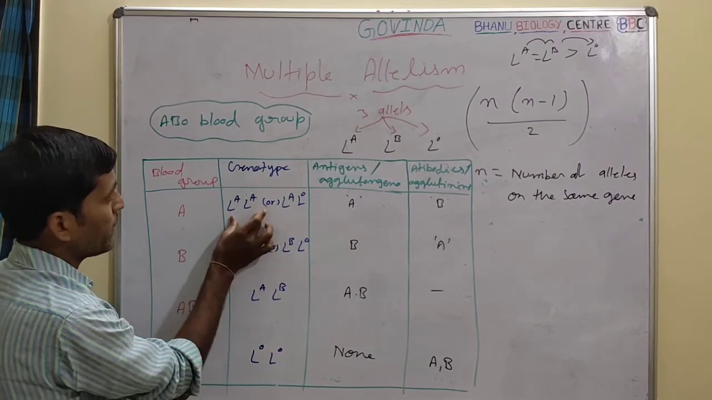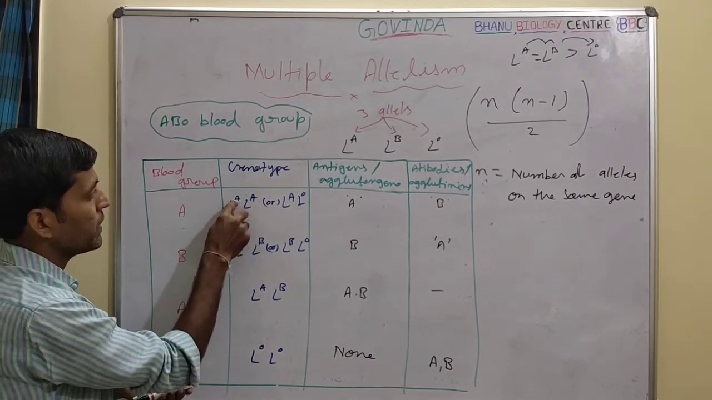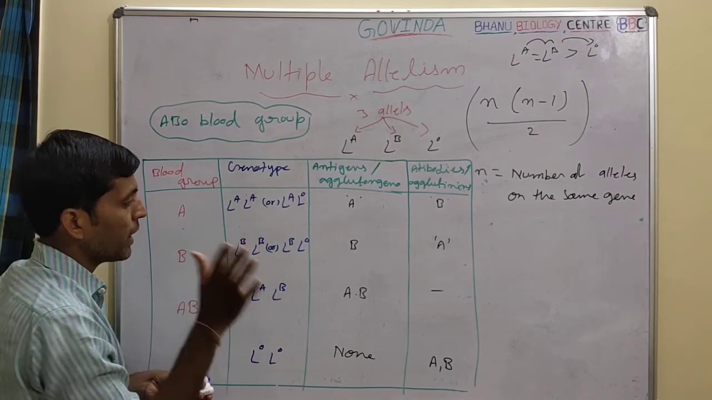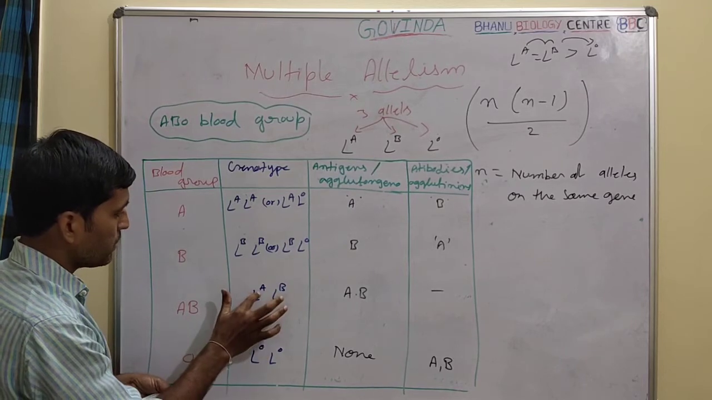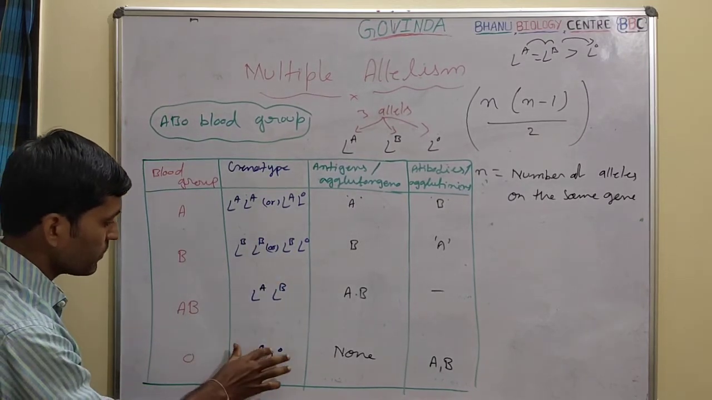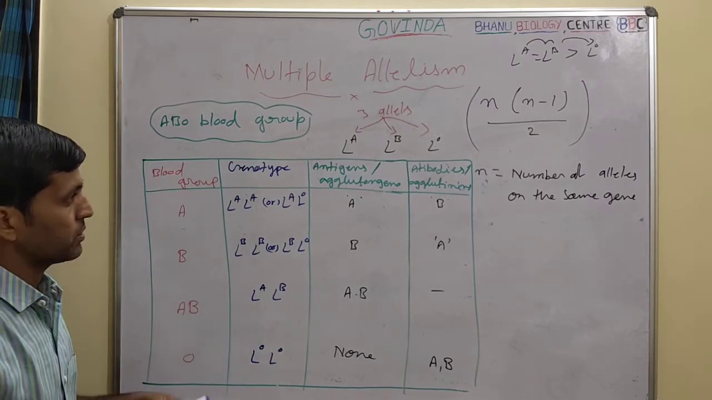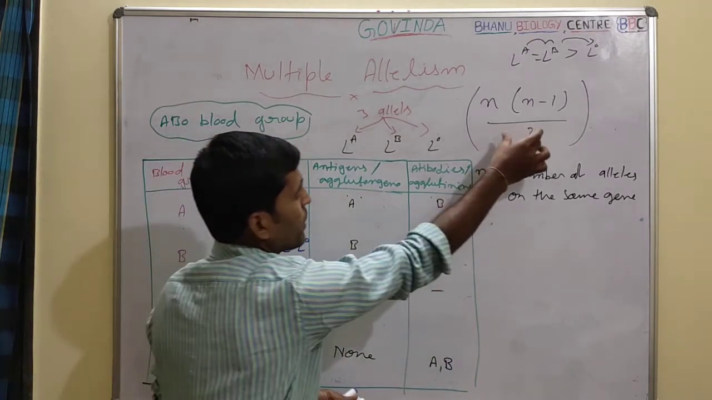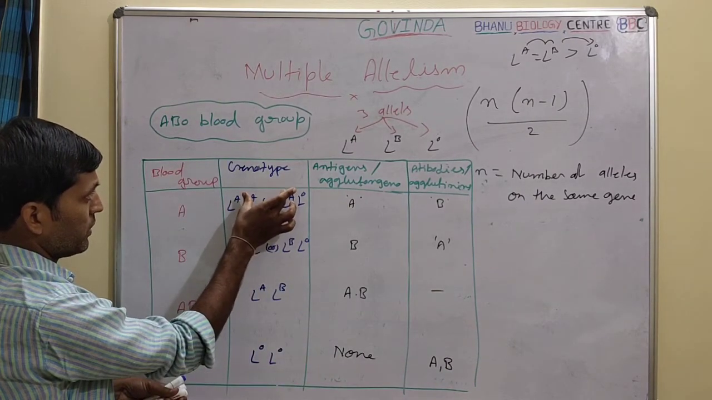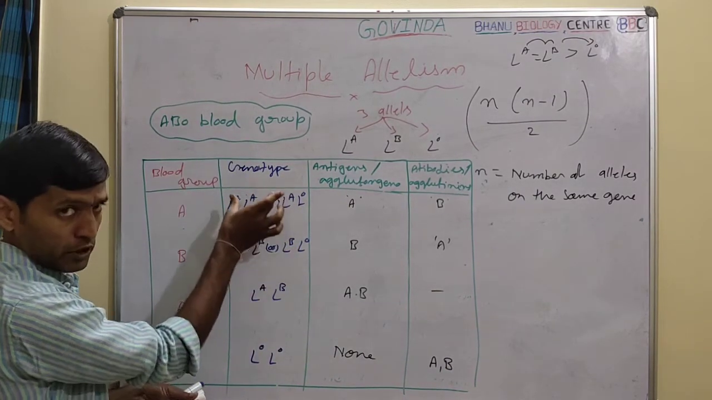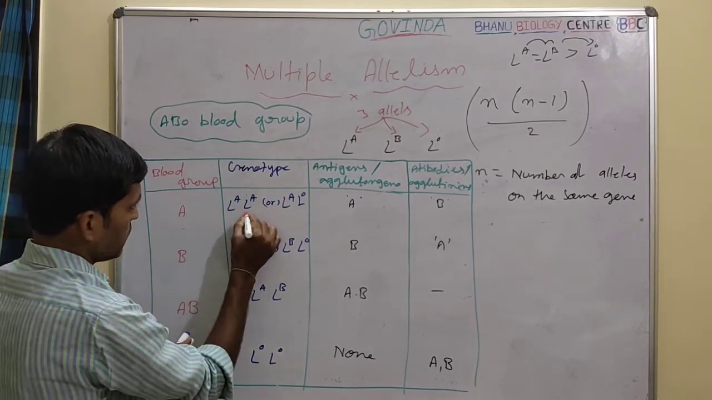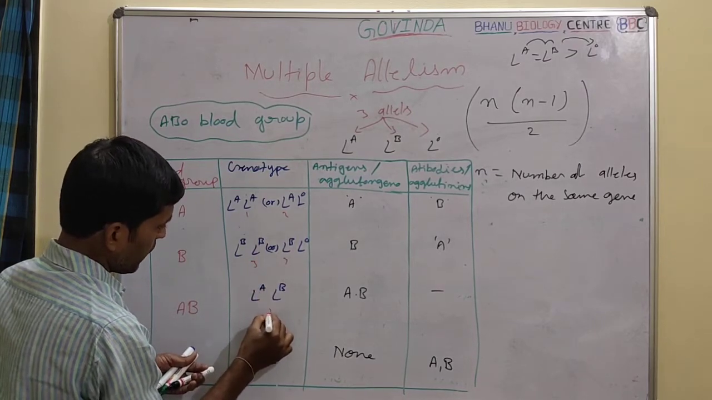So this is the combination. A person may have AA alleles or AO alleles, BB alleles or BO alleles, AB alleles, or both O alleles. Now we come to the formula. Already we counted that the different types of possible genotypes of ABO blood group are 6: 1, 2, 3, 4, 5, 6.